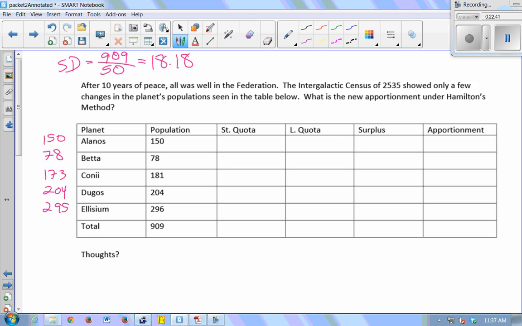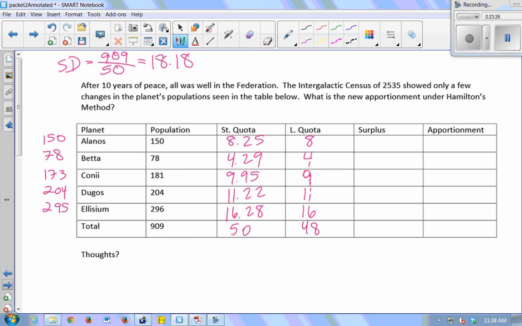Then I divide each state's population by 18.18. Can somebody read them off to me? Great. That should add up to just about 50. If it's not exactly 50, it's because we might have rounded some of those numbers when we were writing them down. It should come out very close. So then lower quotas, round all these down, and I get 8, 4, 9, 11, and 16. And when I add those up, I should get 48.